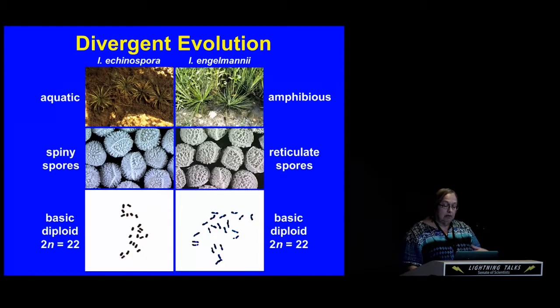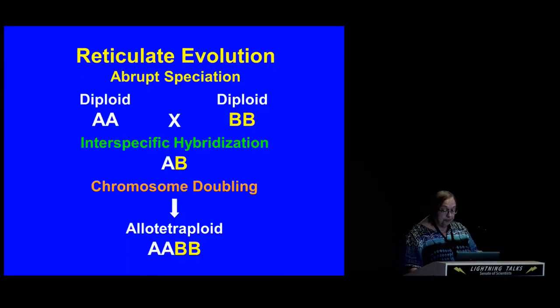So with respect to the diploids, we're looking at divergent evolution with respect to the habitat and the spores, and since they're both diploids, 2n is 22, the base number is 11. So you can't really differentiate them by the chromosome number.